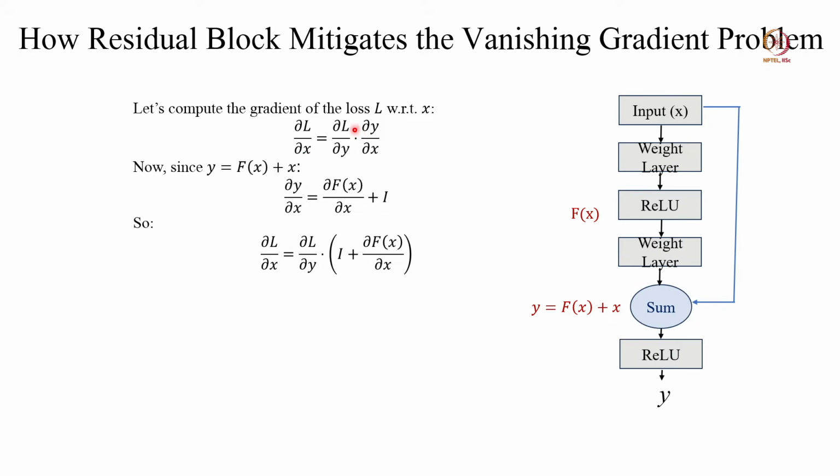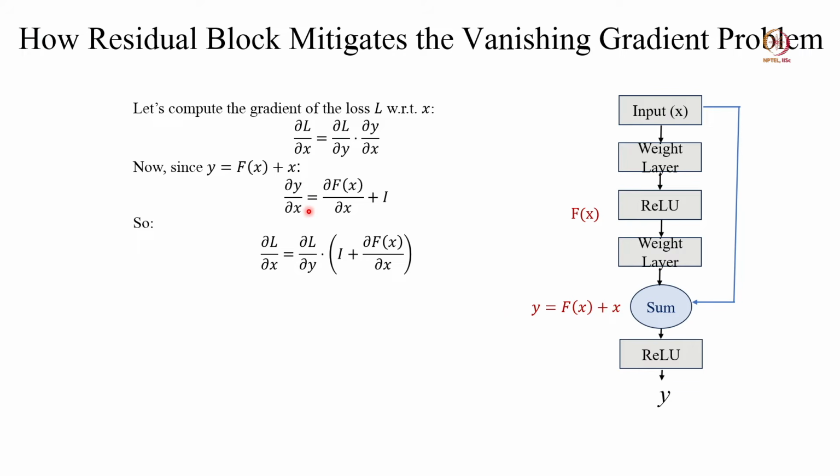del L by del y into del y by del x. So, partial derivative of loss with respect to y into partial derivative of y with respect to x. What is y? Y is my output here, and my loss is nothing but the error between the predicted value and the actual ground truth. Now, since my y is f(x) plus x, or with some activation function happening that we will keep aside, just for mathematical convenience we will just take y equal to f(x) plus x.